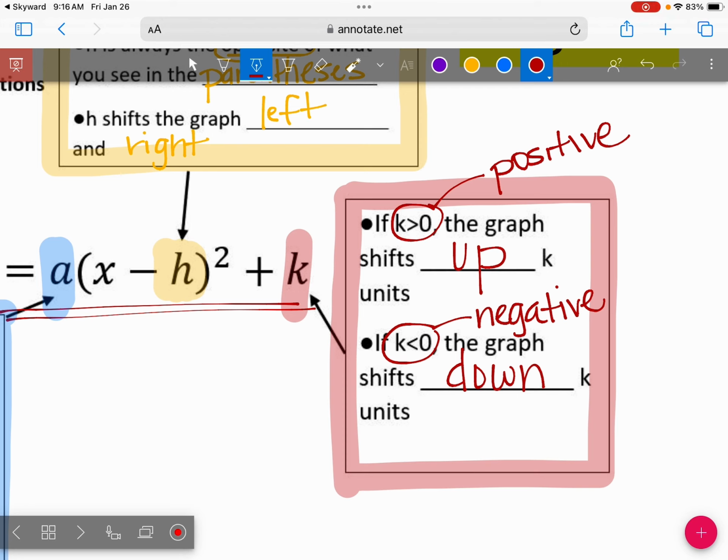So what we're going to do today is simply identify our A, H, and K. We're just going to finish out this page. We'll graph on Monday, and this is the big part of your test. Or we may graph one today. But we're going to identify our A, H, and K and just describe how it's going to change the graph. That's it.